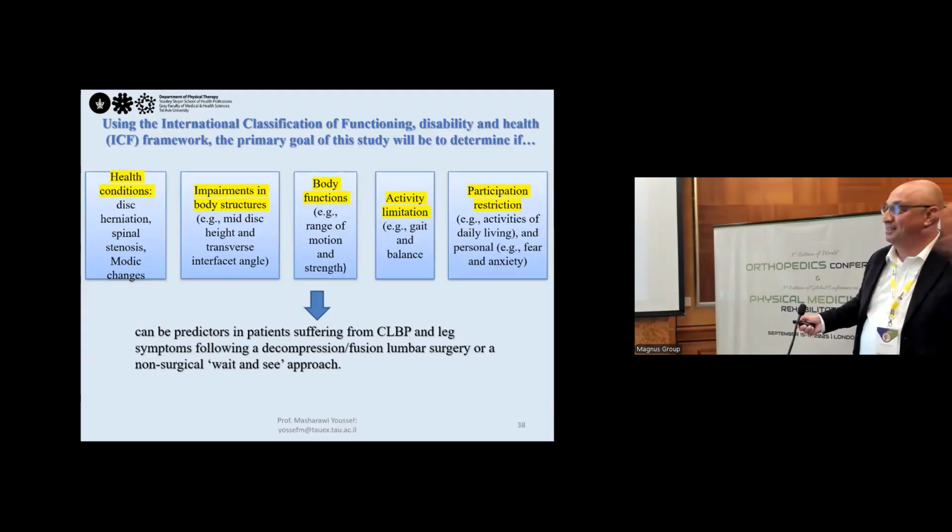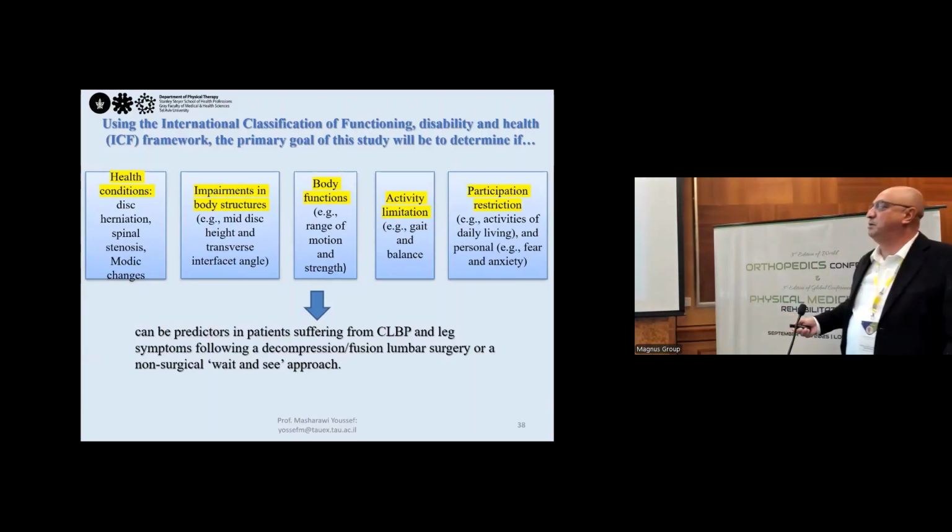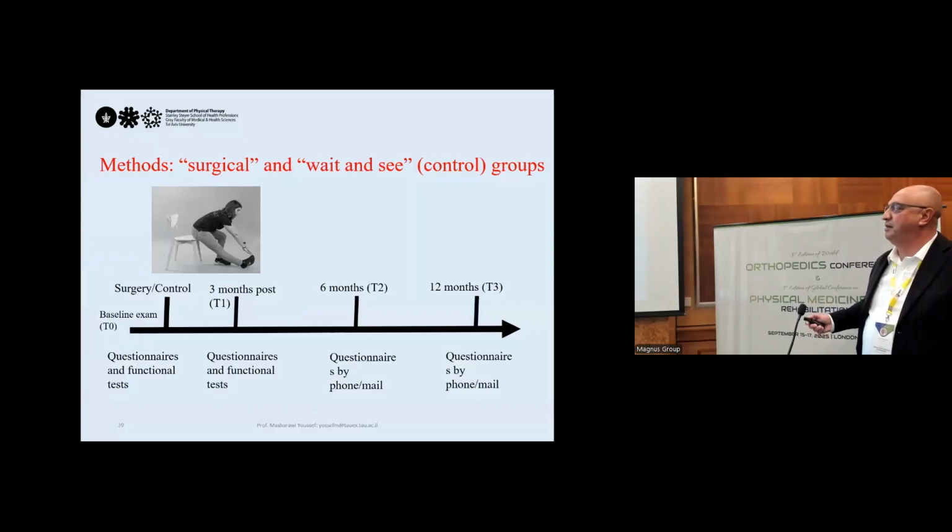I don't want to talk about it. There's a lot of things to know. The impairment in body structure is about the mid-disc height and, for example, the interface angle. We really want to check specific things for these categories. Body function: range of motion, strength, for example. Activity limitation: gait, balance. Participation restriction: activities of daily living, etc., and so on. So we want to know if these can be predictors in patients suffering from chronic lower back pain and leg symptoms following decompression, fusion lumbar surgery, or non-surgical treatment.